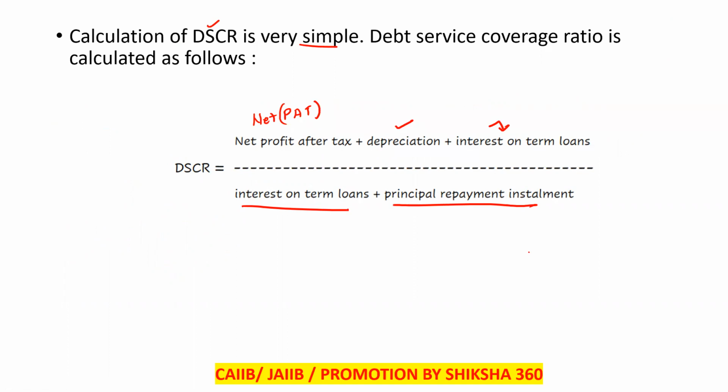Please remember that interest on term loan is common in both the numerator and the denominator. So in the numerator we have depreciation plus PAT, that is profit after tax, and in the denominator we have principal repayment installment. This is the simple formula of DSCR.